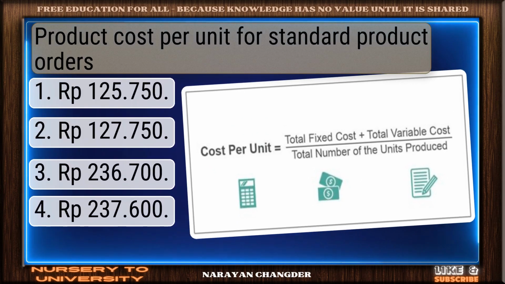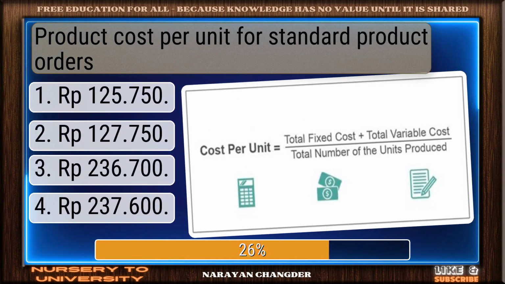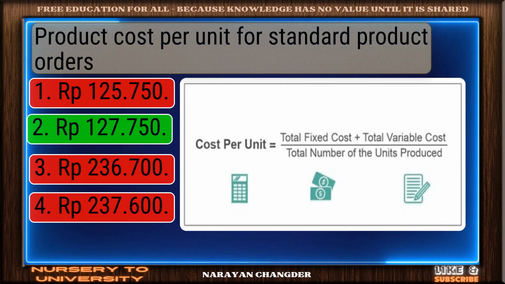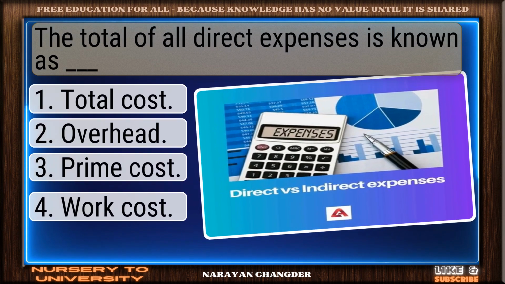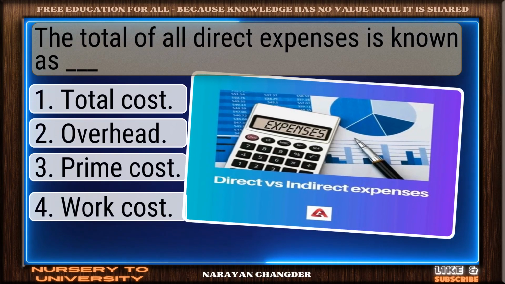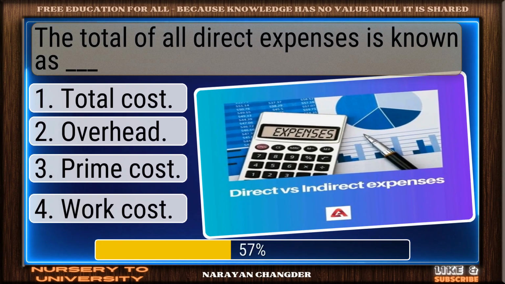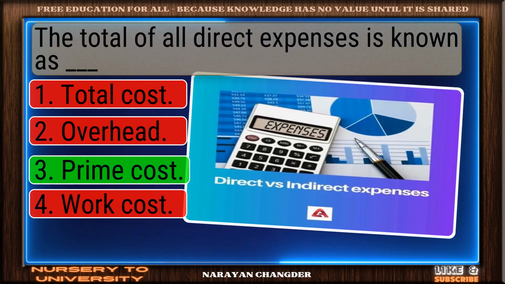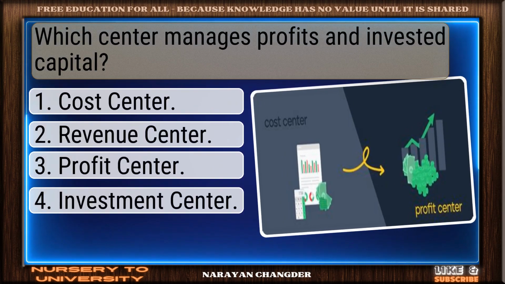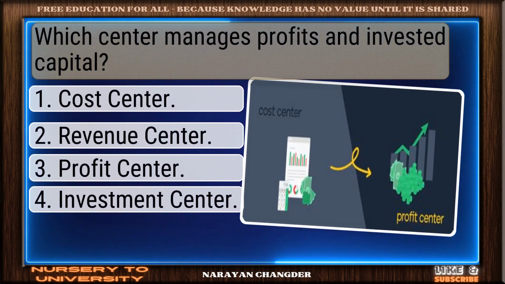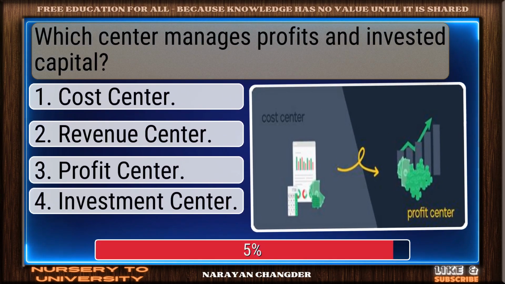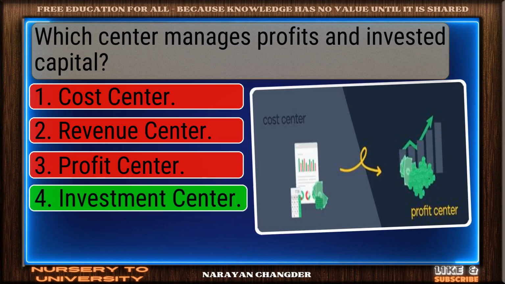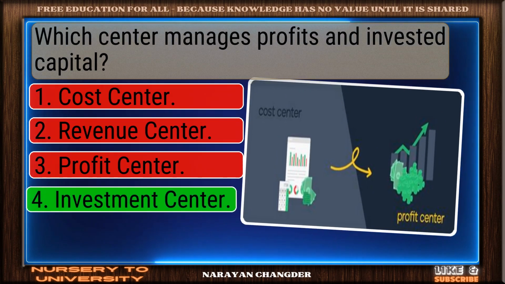Product cost per unit for standard product orders. Solid response. RP 127,750 is valid. The total of all direct expenses is known as ___. Well reasoned. Prime cost is correct. Which center manages profits and invested capital? Sharp thinking. Investment center is right.